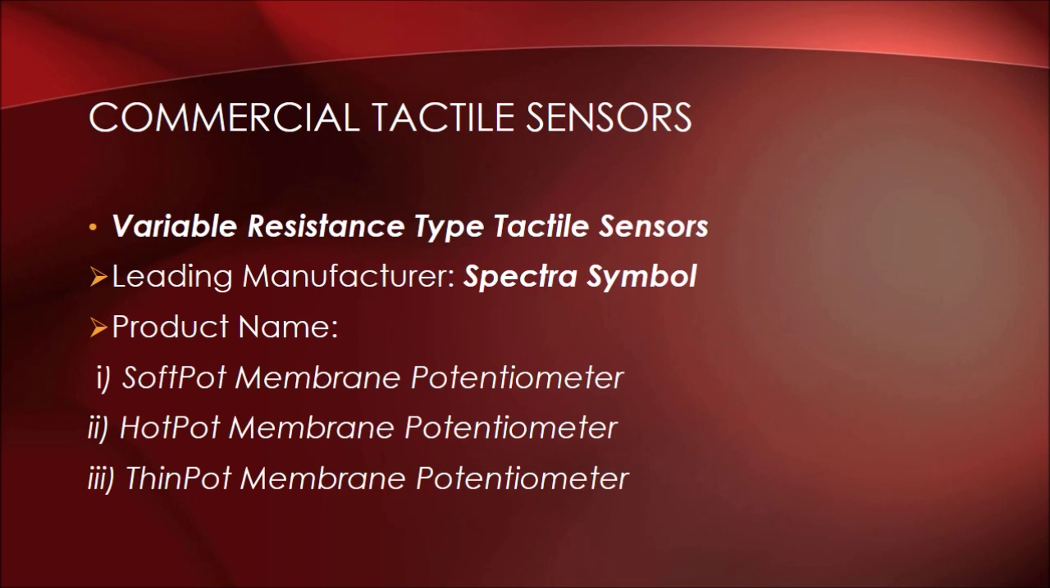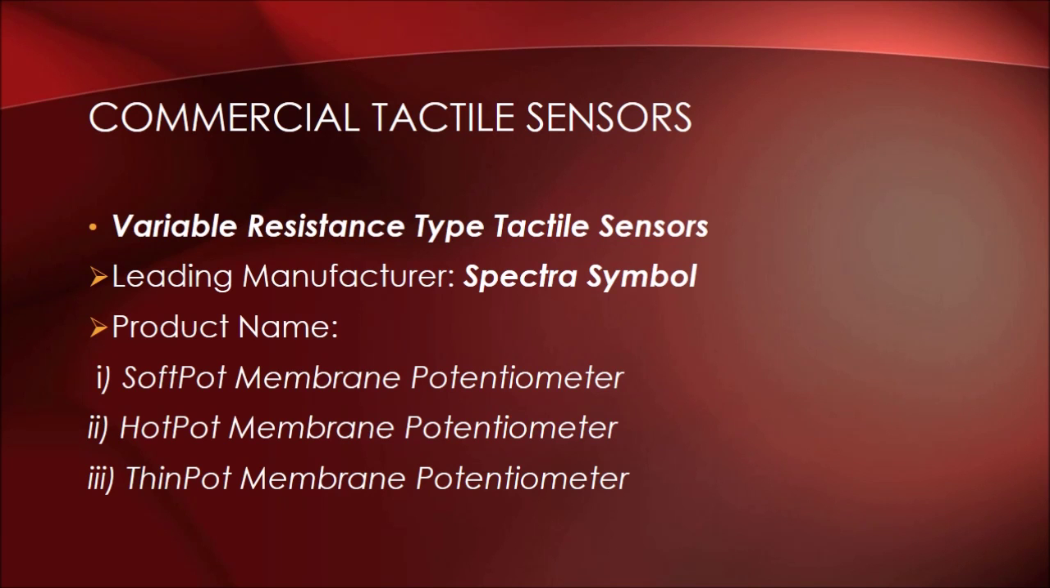The SoftPot membrane potentiometer is the thinnest sensor in the market today and is very simple to use. To be used, it just needs to be mounted on the surface. It is economical, has a high working range, and gives a linear output regardless of the shape of the surface on which it is mounted.